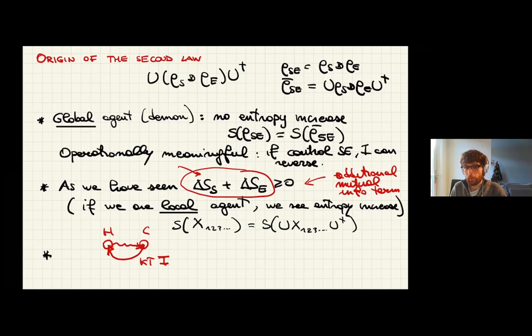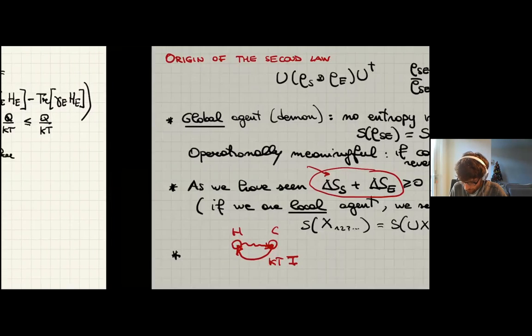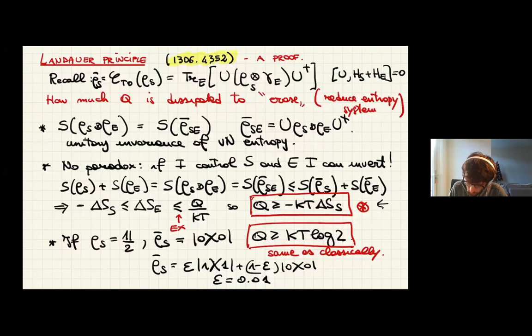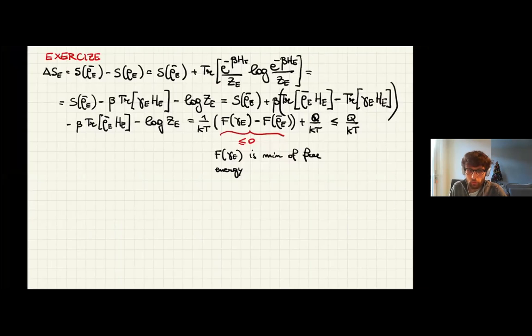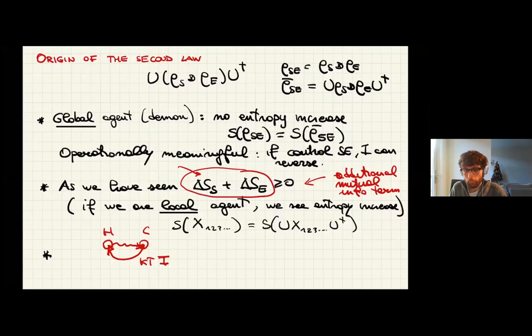And this is exactly the case of erasure, because in the case of erasure, you want the system's entropy to decrease, and you do so by increasing the environment's entropy, which, if you want, is basically this inequality here. Or you could even have it the other way around, no? Cool.